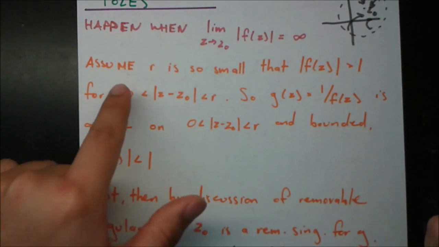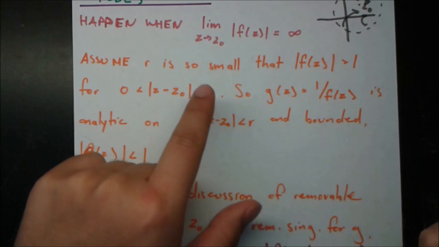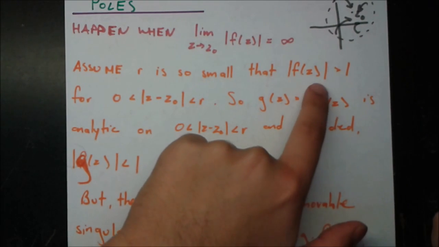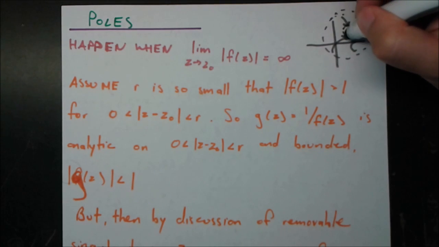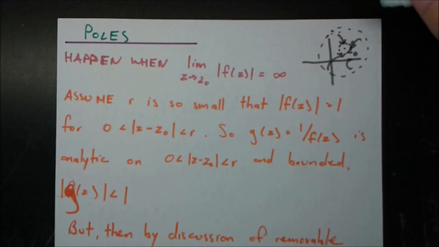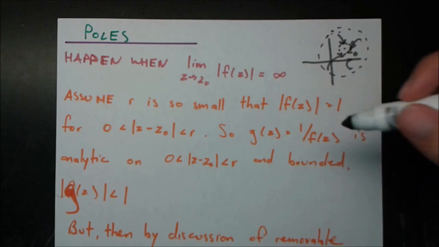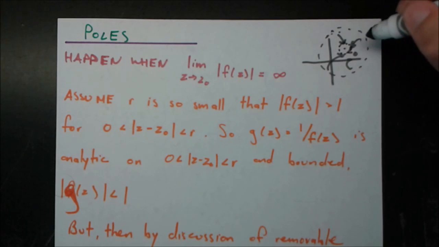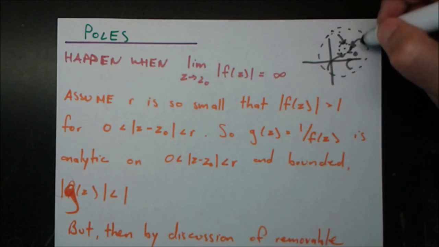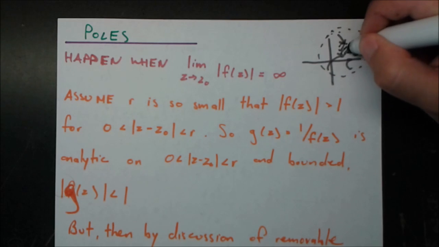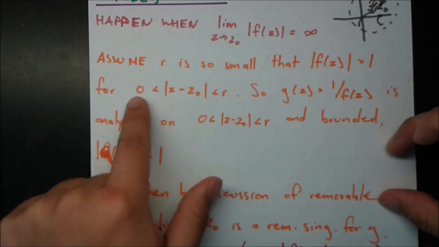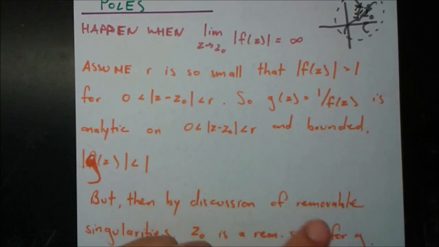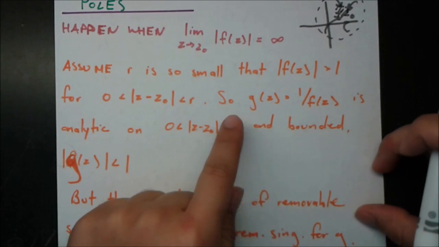First thing we're going to do is assume this r, this radius of our disk, is so small that modulus f of z is greater than 1. And why can we do that? Well, there's going to be some radius small enough so that when you take f of everything inside there, the modulus of it is going to be bigger than 1, since as you get closer, the modulus is going to infinity. So there's going to be some r where the modulus of everything inside that disk is greater than 1. We say that's true for this punctured disk, of course not including z naught, because we don't know what happens there. So now we're going to define a new function g.